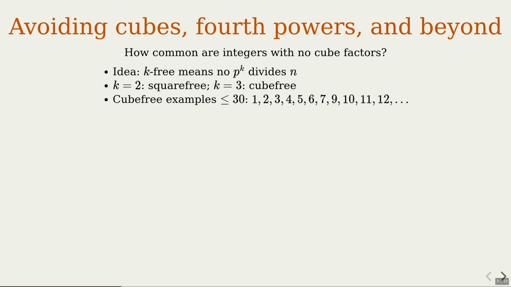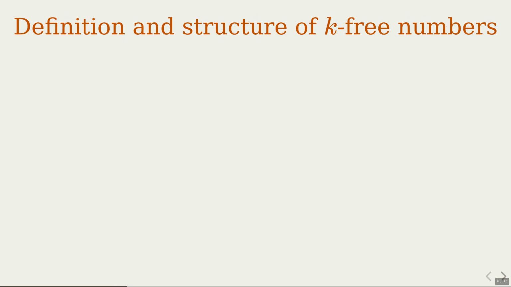This small list hints that as we raise k, more integers qualify, and our job is to measure that precisely. To really understand k-free numbers, it helps to look at prime factorizations. So we want to translate the condition of avoiding prime powers into a statement about the exponents in the factorization. Write n as a product of primes to various exponents. These exponents will encode the k-free condition.